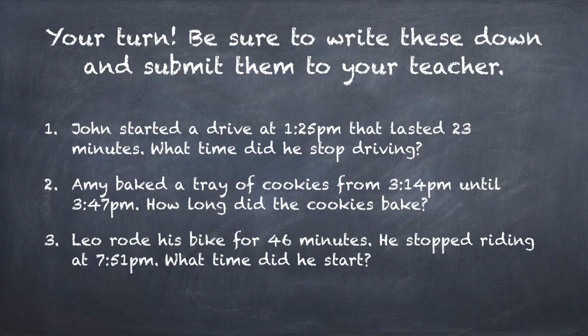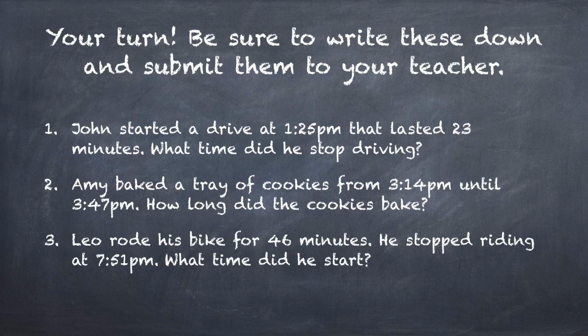Take your 1:25 and add your 23 minutes. See what you get. Number 2, Amy baked a tray of cookies from 3:14 p.m. until 3:47 p.m. How long did the cookies bake? Here's another hint. Find the difference between the minutes.